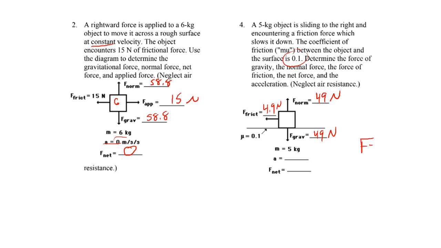So, how do I figure out acceleration? We're going to use this formula. Have you ever seen this formula before? So we're going to have 4.9 is equal to 5 times A. So what's A going to equal? Ooh, mystery. Divide by 5, and it's 0.98.